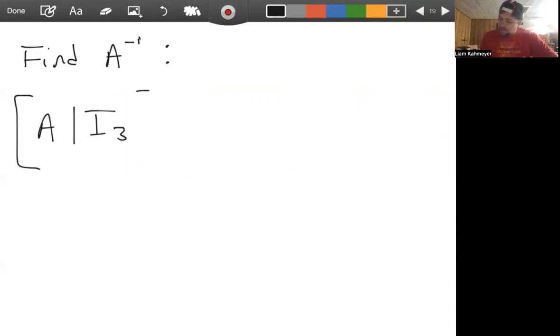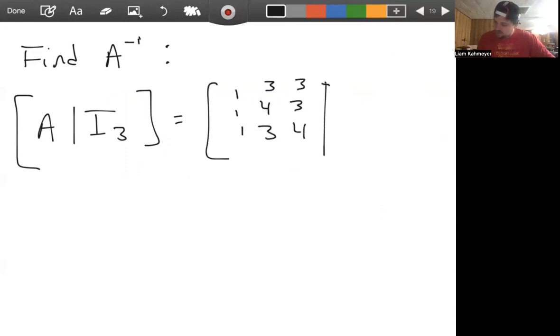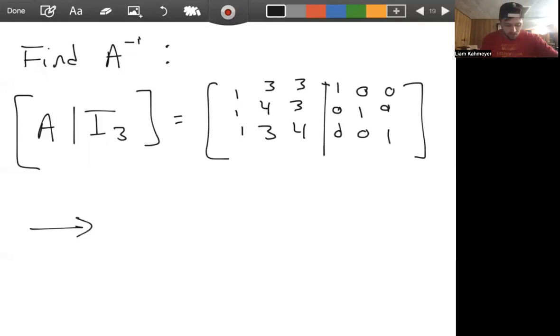How do we find A inverse? Well, we set up [A | I3], which is our matrix 1, 1, 1, 3, 4, 3, 3, 3, 4, and then 1, 0, 0, 0, 1, 0, 0, 0, 1. Now we can do the same steps, right? We've already put this in reduced row echelon form.